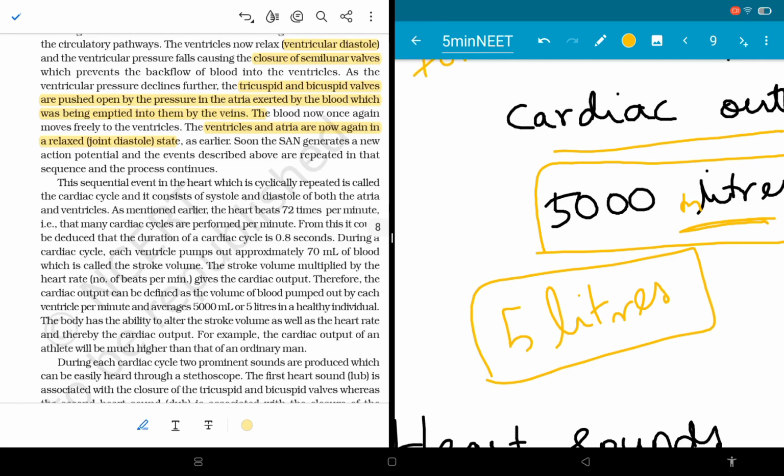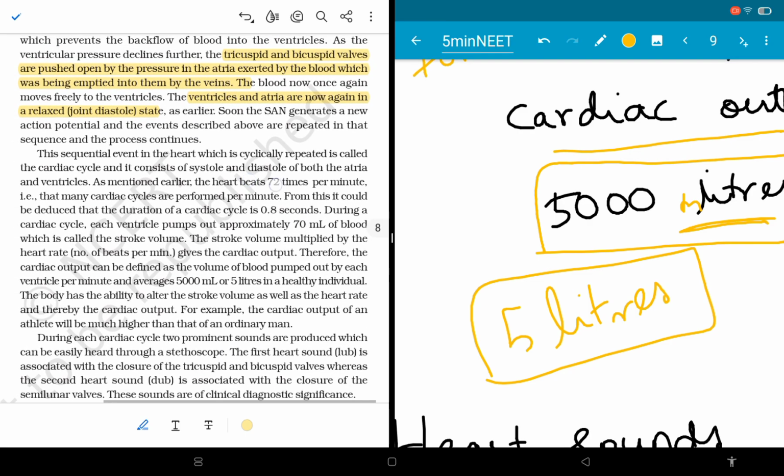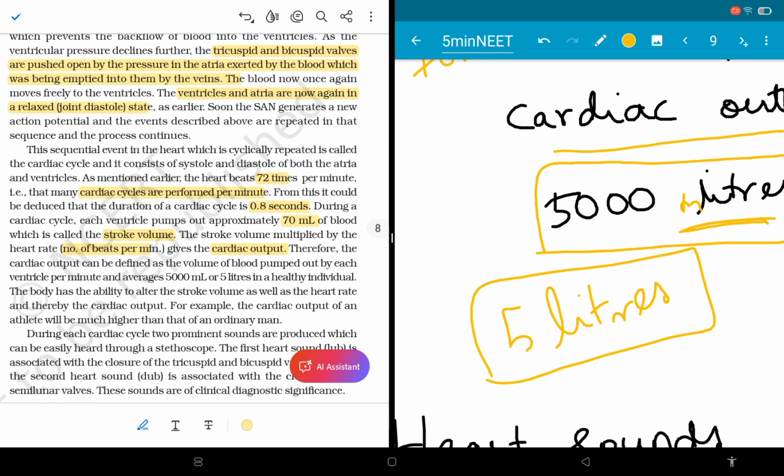Whatever I have explained, they have given in text here. As mentioned, the heart beats 72 times per minute. That many cardiac cycles are performed per minute. It could be deduced that the cardiac cycle is 0.8 seconds. During a cardiac cycle, each ventricle pumps out approximately 70 ml of blood, which is called the stroke volume. The stroke volume multiplied by the heart rate will give you the cardiac output. Therefore, the cardiac output can be defined as the volume of blood pumped out by each ventricle per minute, which is on average 5000 ml or 5 liters in a healthy individual.